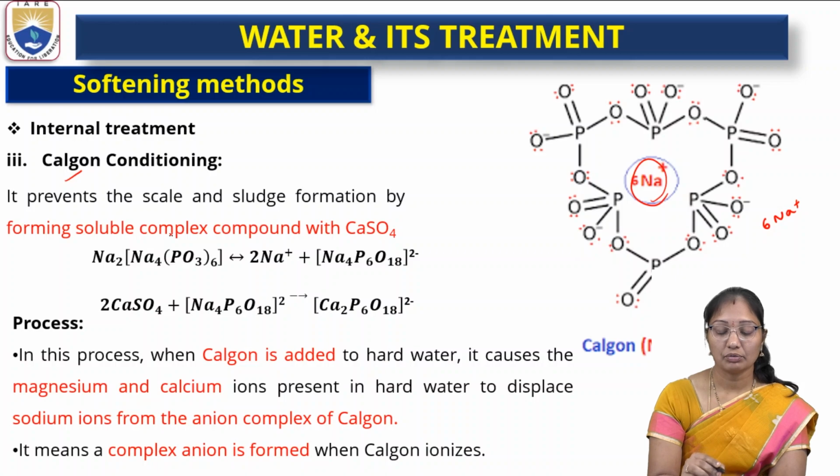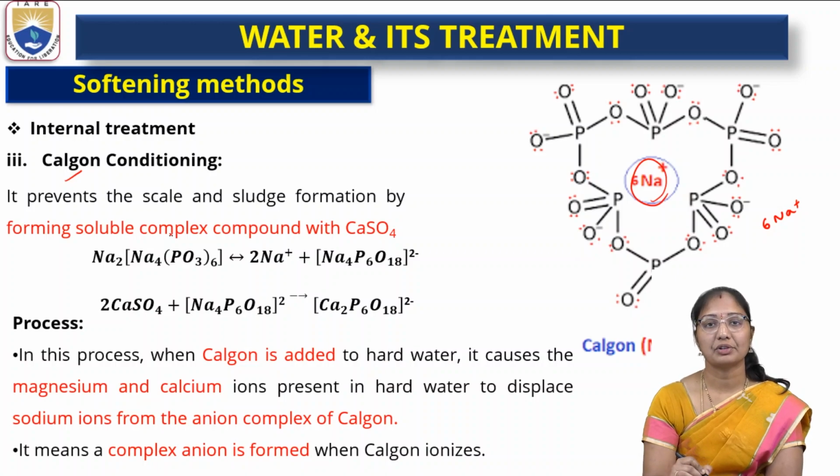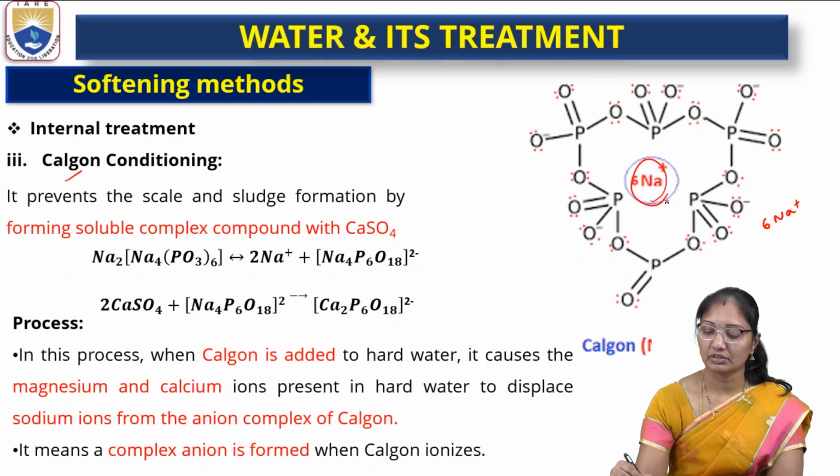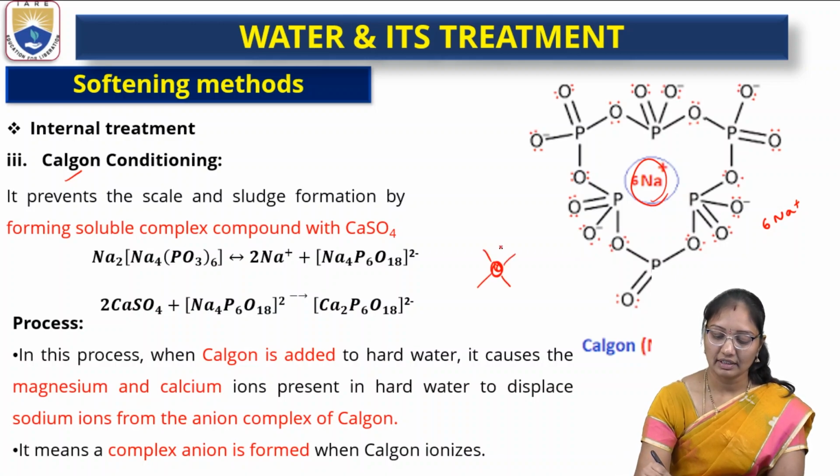The water we add will have calcium sulfate or magnesium sulfate salts. The calcium and magnesium salts present in the hard water react with the Calgon. What happens when it reacts? It easily displaces its sodium ions. It has six sodium ions.